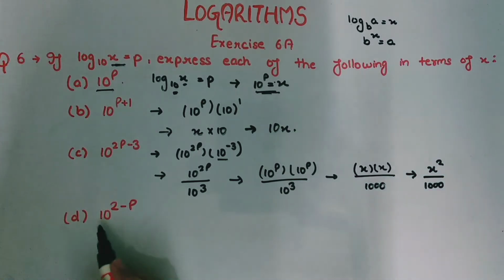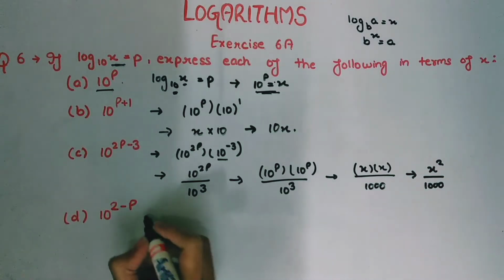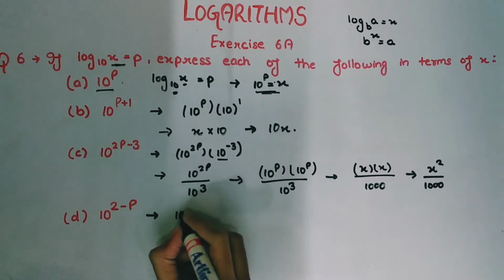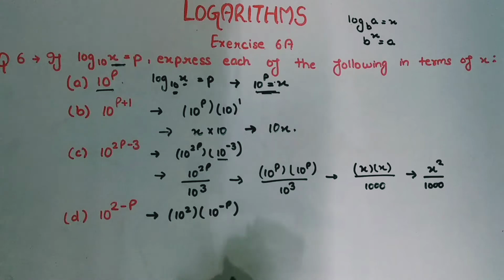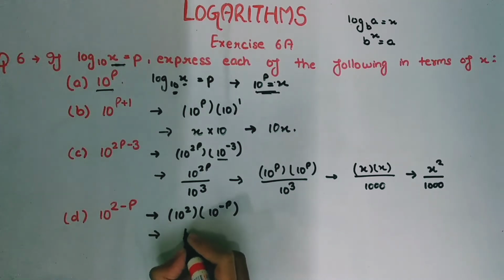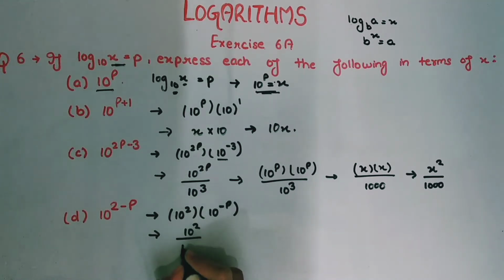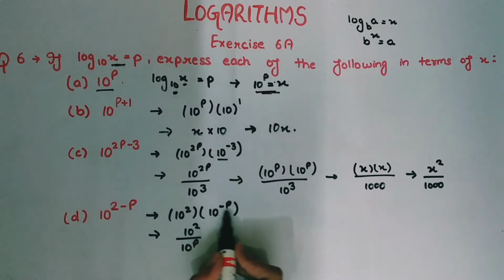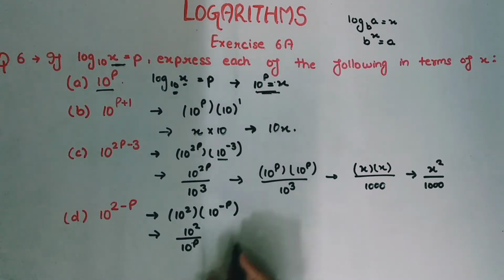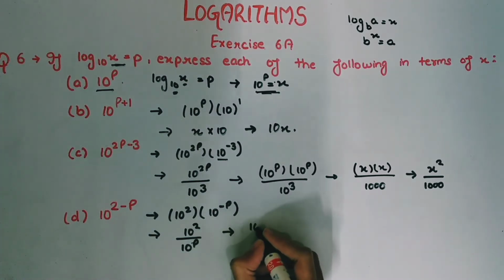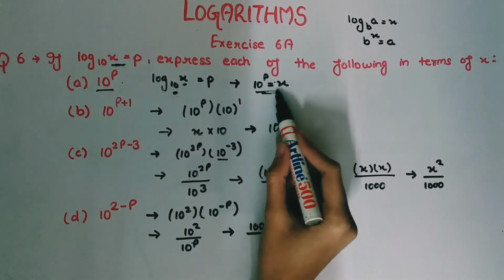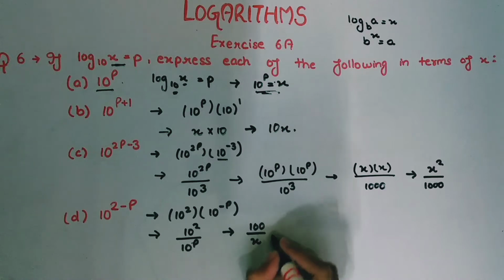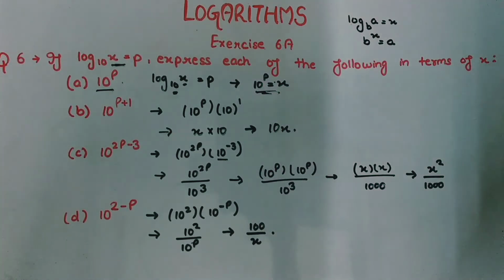Next we have 10 raised to power 2 minus p, which can be written as 10 raised to power 2 multiplied by 10 raised to power minus p. This can be simplified as 10 raised to power 2 divided by 10 raised to power p, now the power will be positive. 10 raised to power 2 is 100, divided by 10 raised to power p, which we know is x, that is 100 by x. This is our sixth question.